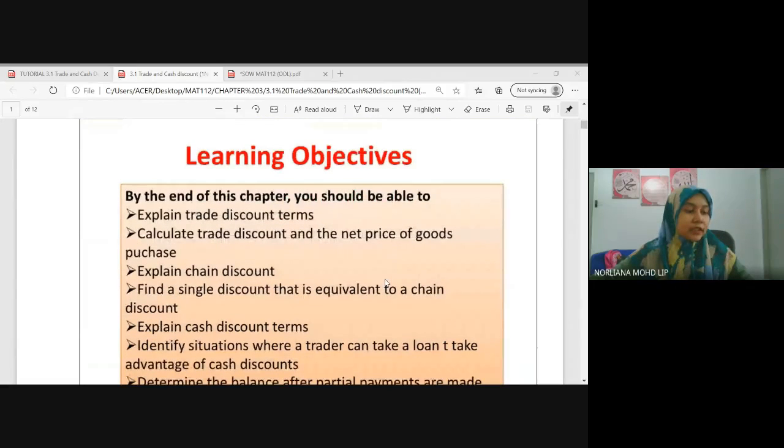Okay, learning objective in this chapter. By the end of this chapter, you should be able to explain what is the trade discount terms, and then calculate the trade discount and the net price of goods, and then explain the chain discount and find a single discount that is equivalent to a chain discount.